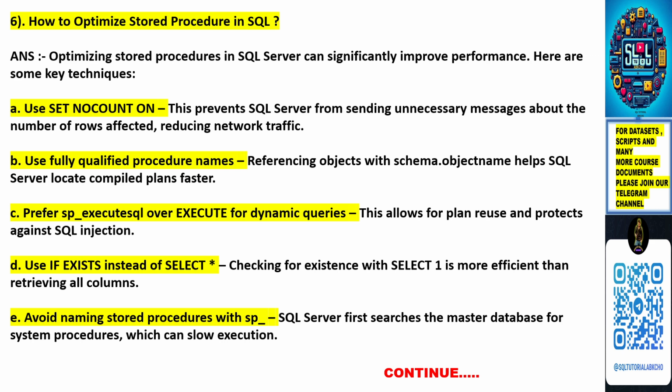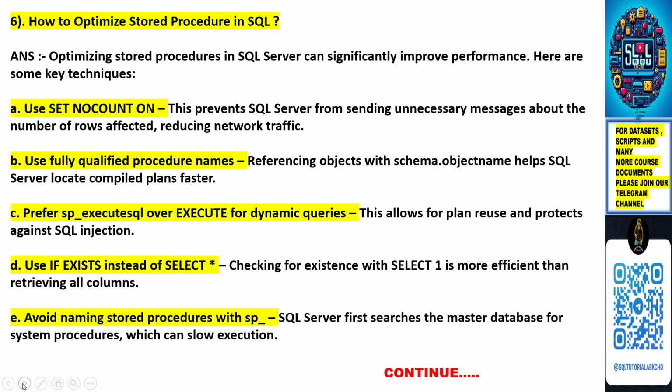Now the fifth point, avoid naming stored procedures with sp_. Why is it prohibited? Because sp_ is the prefix for all the system stored procedure names. SQL Server first searches the master database for system procedures, which can slow execution. Basically, SQL Server will go and search for the system stored procedure first, and only after that will it go to your stored procedure if you keep the prefix as sp_.